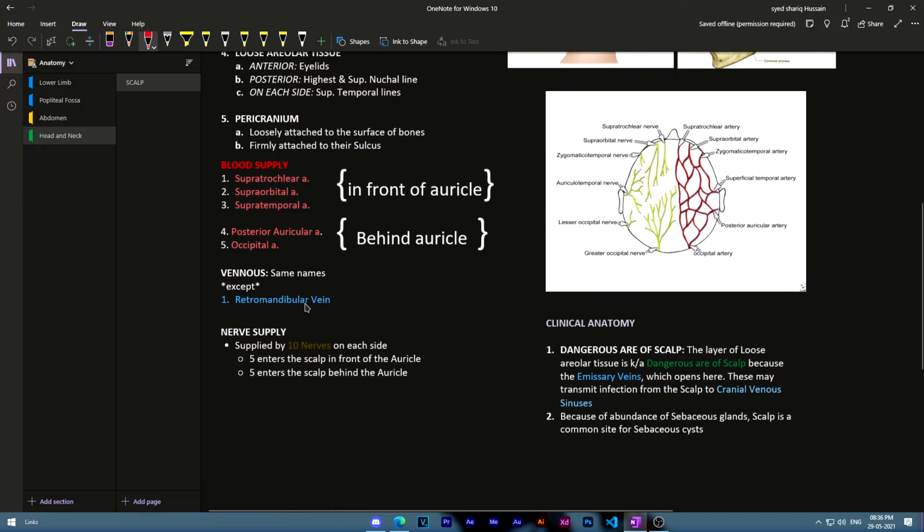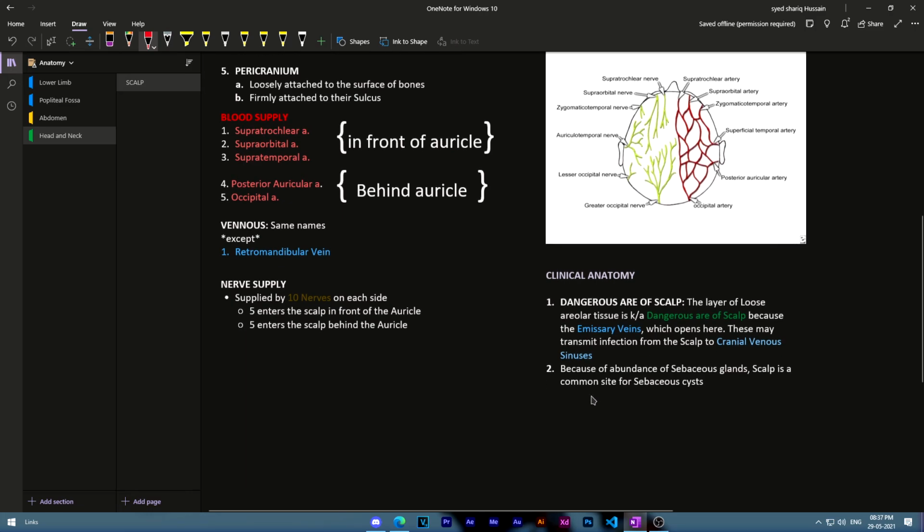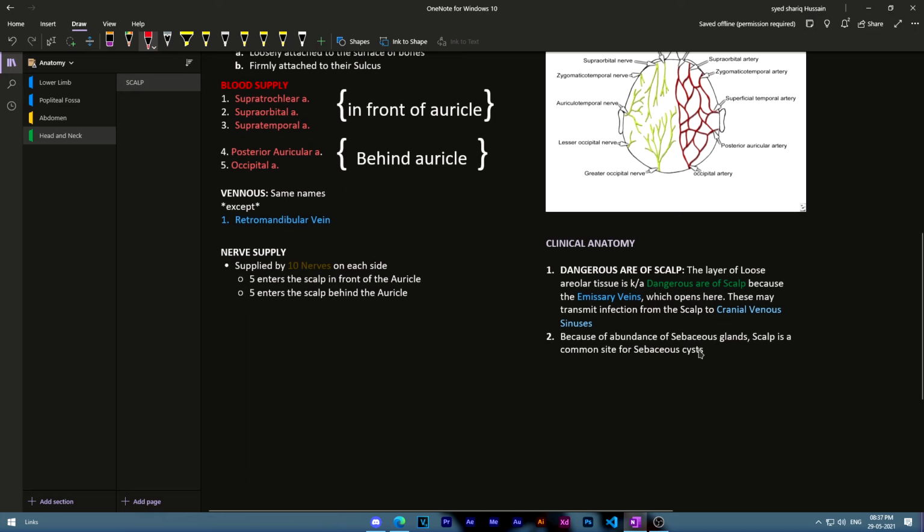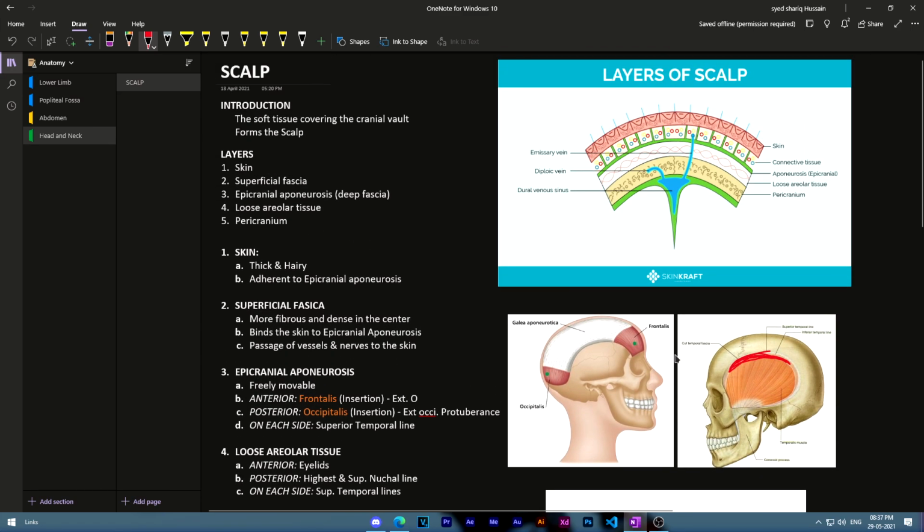So this is all about the scalp, and now let's talk about the clinical anatomy of it. So the first is the dangerous area of scalp. The layer of loose areolar tissue is also known as the dangerous area of scalp because the emissary veins which open here may transmit infection from the scalp to the cranial venous sinuses. So this can be highly fatal. So the next one is that because of abundance of sebaceous glands, scalp is a common site of sebaceous cyst. So I guess I've covered the whole scalp. That's it.